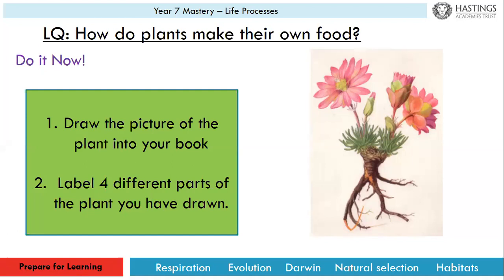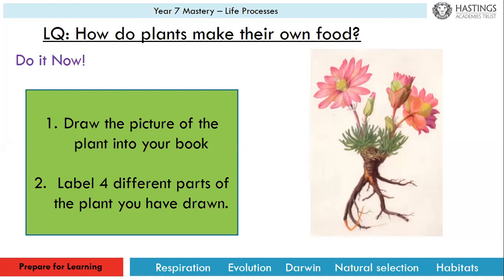What I'd like you to do for this Do It Now is draw a simple sketch of a plant in your book. It could be something as simple as a daisy or a tulip. So just so you've got the flower part, the stem, at least one leaf, and the roots, okay? And I want you to label those 4 parts.